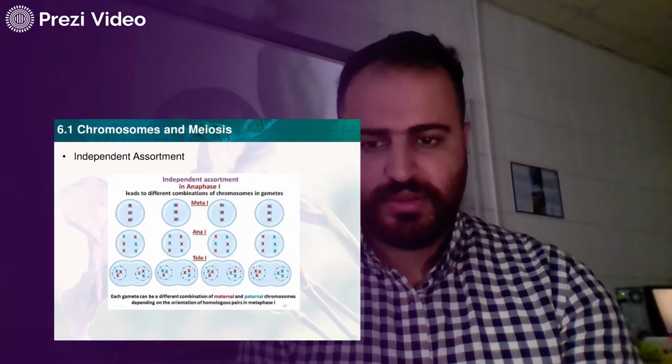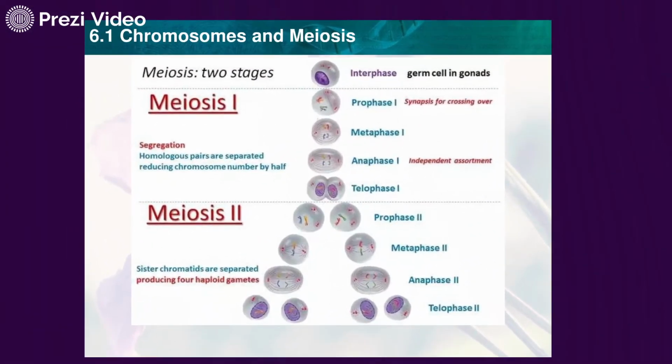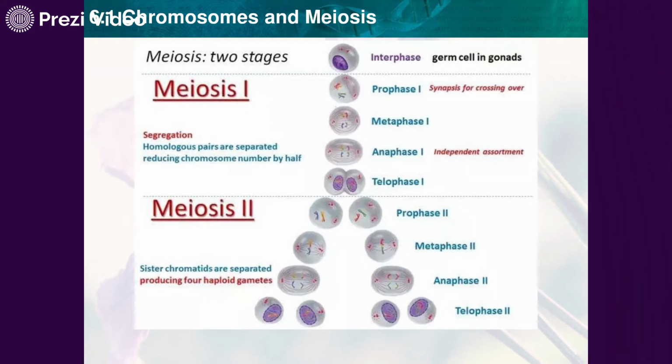So crossing over and independent assortment are 2 events that lead to genetic variation, and they happen during the first stage of meiosis. So this is an overall look on meiosis. It's, as we said, divided into 2 stages, Meiosis 1 and Meiosis 2. Meiosis 1 includes prophase, metaphase, anaphase, and telophase, and this division is called reductional division because it allows for the reduction of the number of chromosomes in each daughter cell.